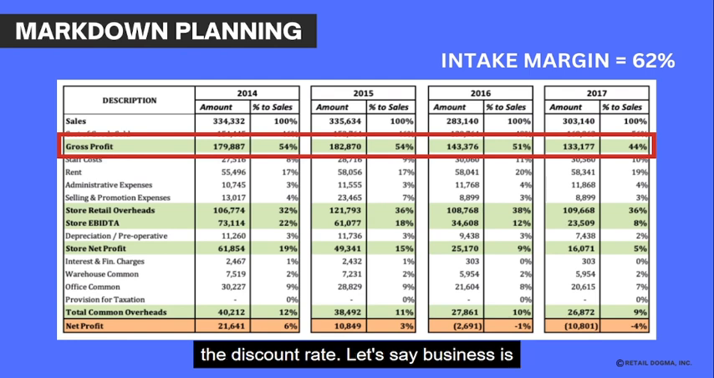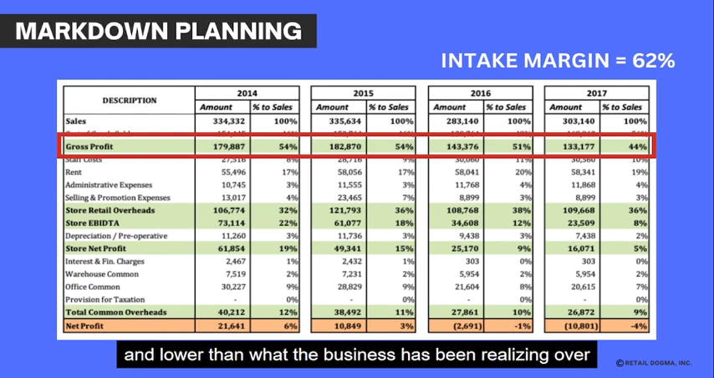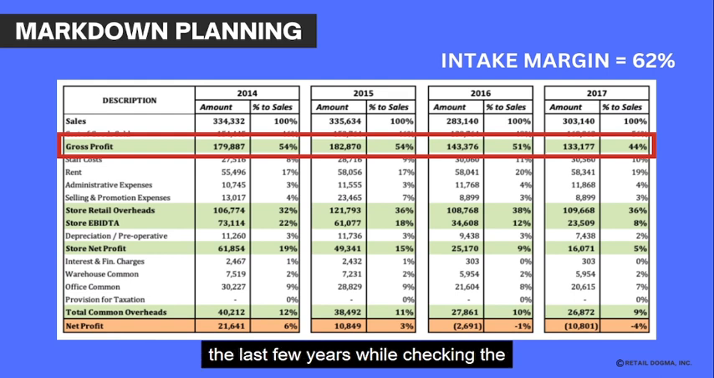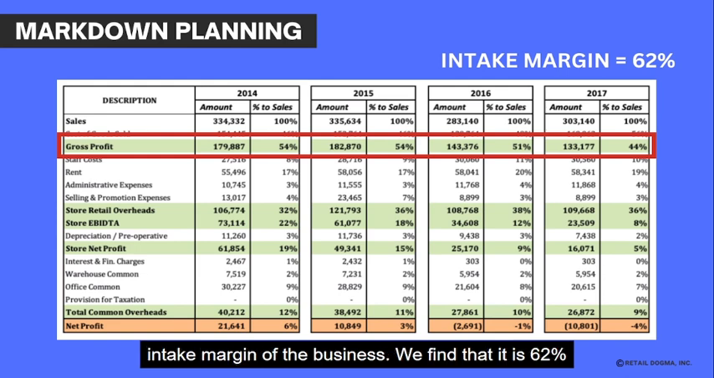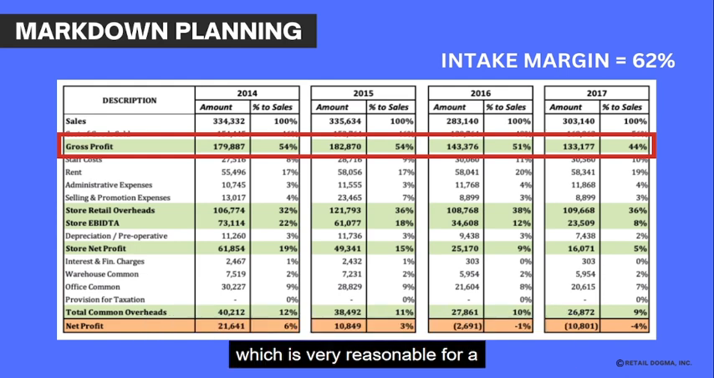Let's say a business is currently having a realized margin of 44%. Such a margin is lower than the industry's benchmark and lower than what the business has been realizing over the last few years. While checking the intake margin of the business, we find that it is 62%, which is very reasonable for a fashion business. So the problem here is not the pricing. When we calculate the discount rate from the intake and realized margin, we find that it was 32.1%.